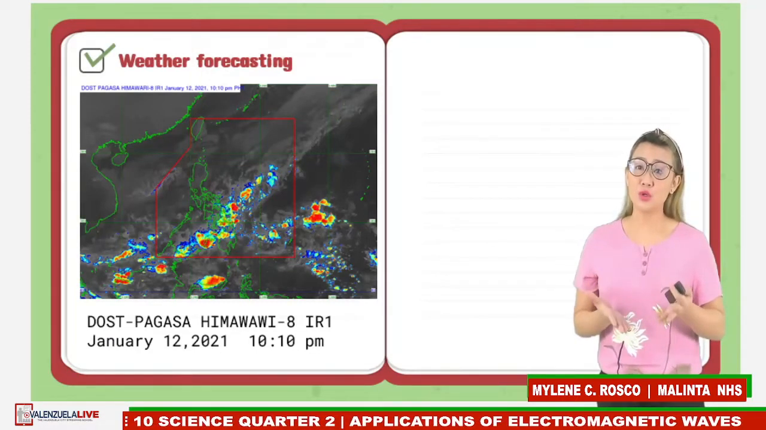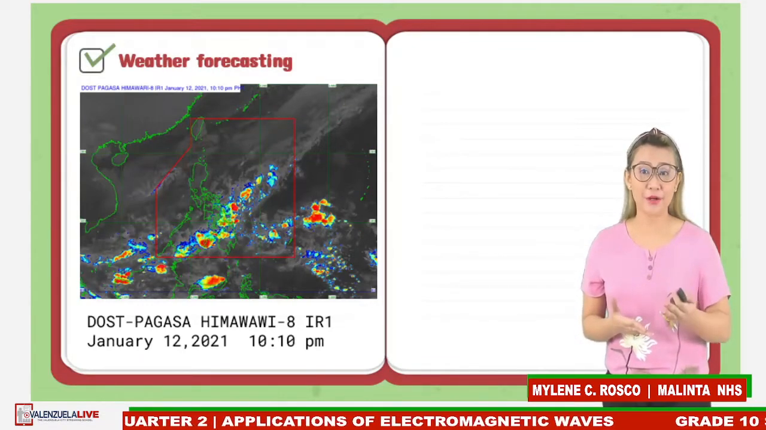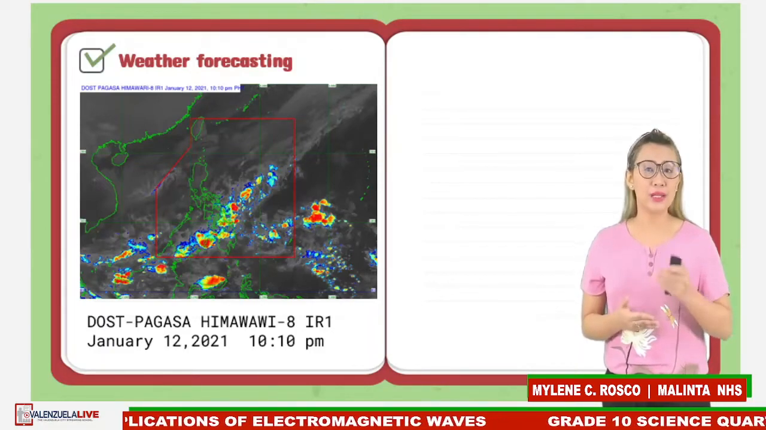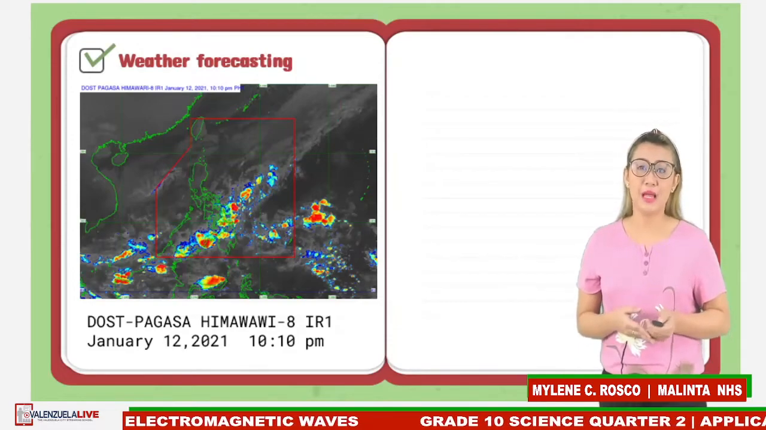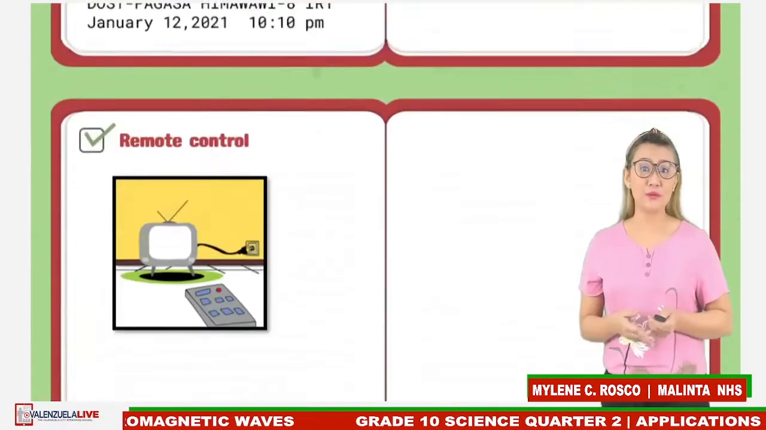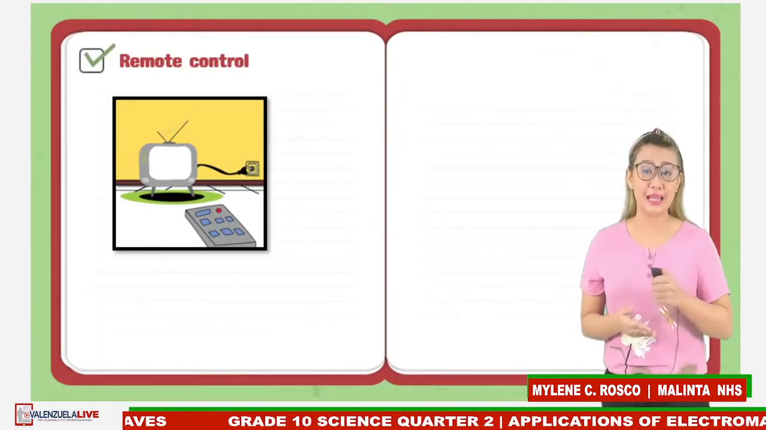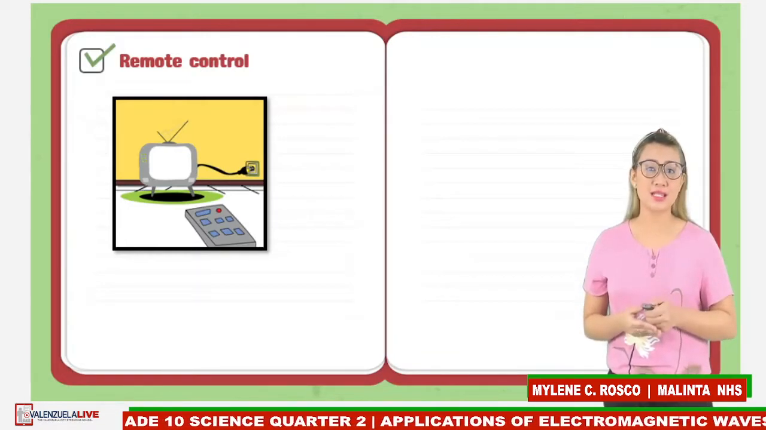Now, we usually see these images on a weather forecast being used by an expert meteorologist to clearly explain weather conditions to us. Another application of infrared is on remote control of our home appliances like TV, DVD, and air conditioning system.